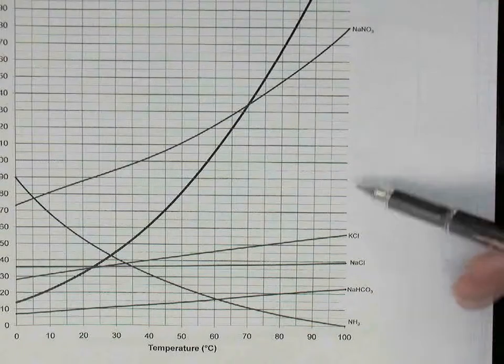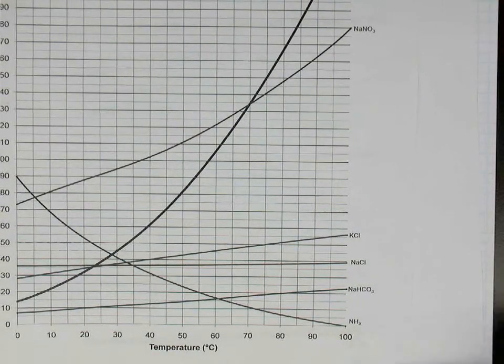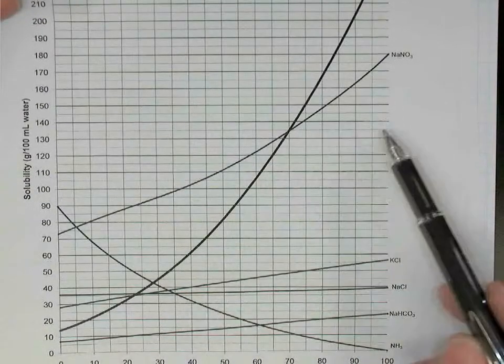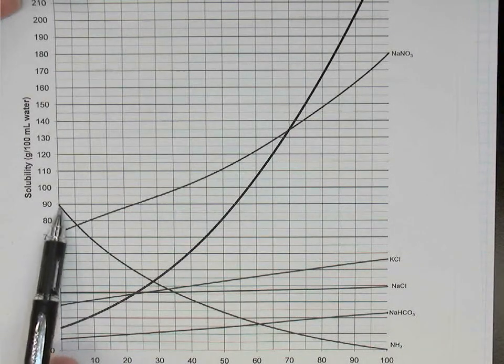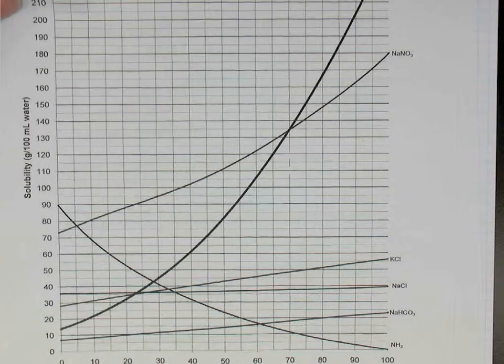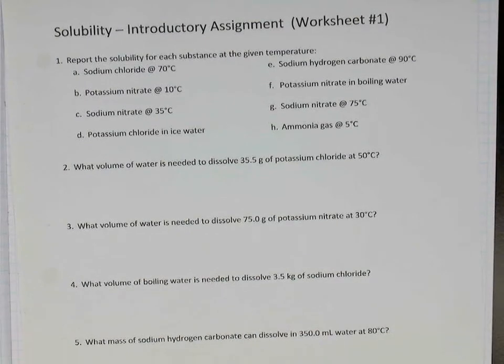Everything at the top here are salts. Ammonia is not a salt, it's a gas. So we can see here that for most substances, their solubilities increase with temperature. Ammonia, the gas, is a notable exception. It decreases in solubility dramatically with temperature. So we're going to need to use this graph to answer the questions on this sheet.